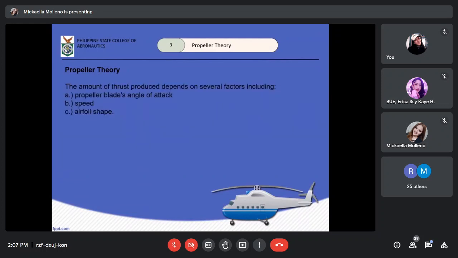So, the amount of thrust produced depends on several factors, which includes first the propeller blade's angle of attack, the speed, and the airfoil shape.